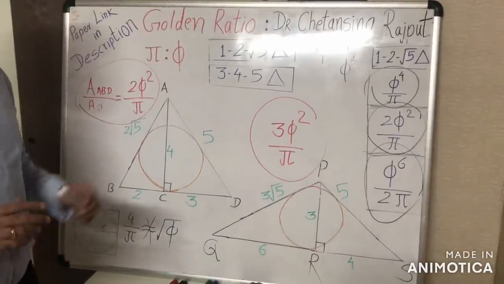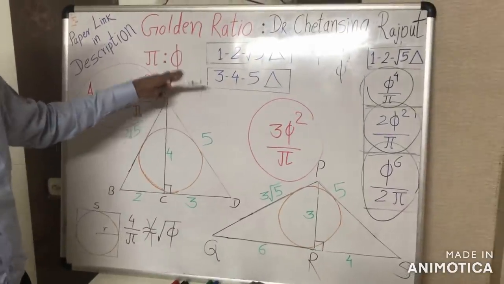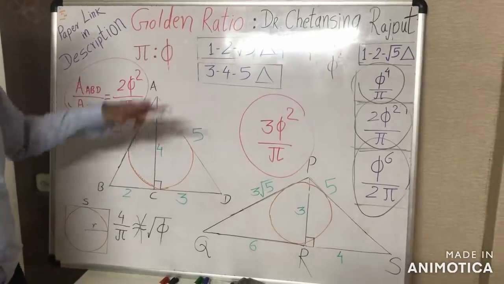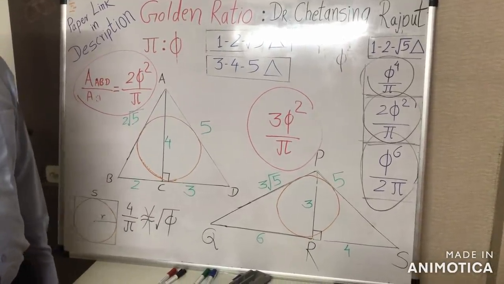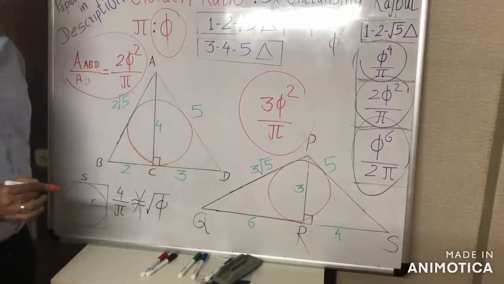So this golden ratio must become part of our curriculum. It must be taught in our schools, colleges and universities. And our scientific calculators must have a button with this symbol, the symbol of the golden ratio.